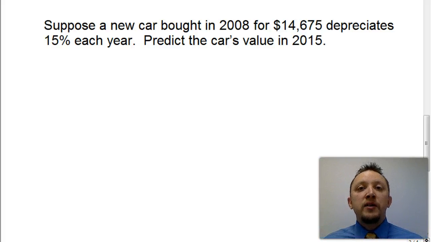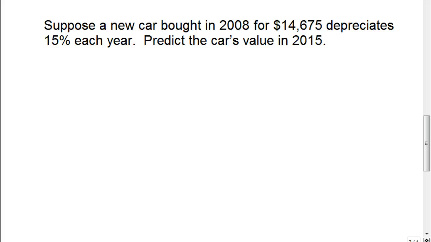So let's see how we plug these into our formula. Let's start by identifying our values for a, b, and x, because remember the equation is y equals a times b to the x power. So our value for a would be what we start out with initially. Our initial amount is $14,675.